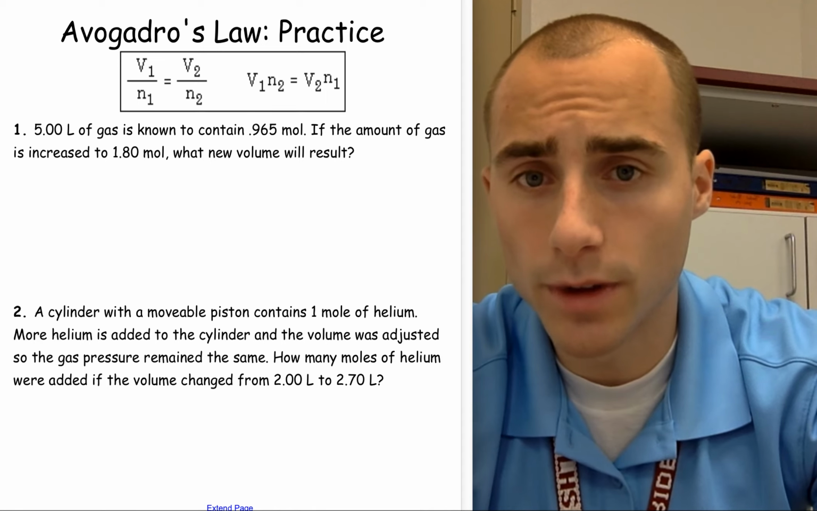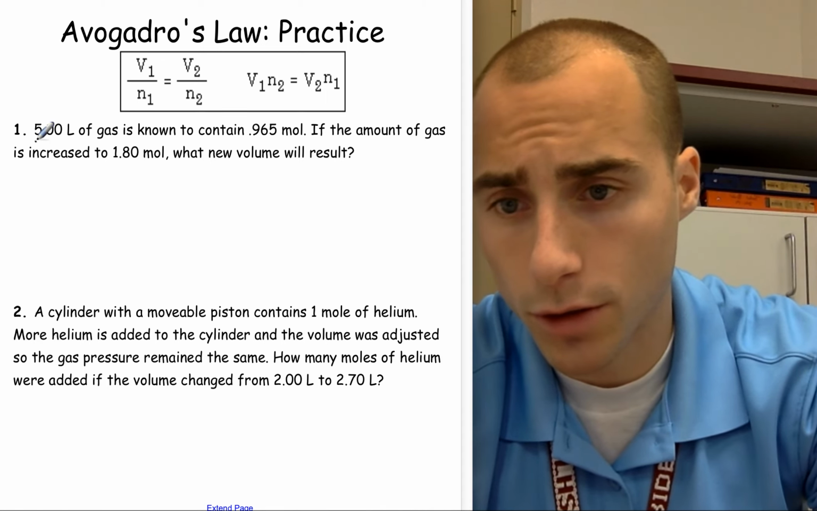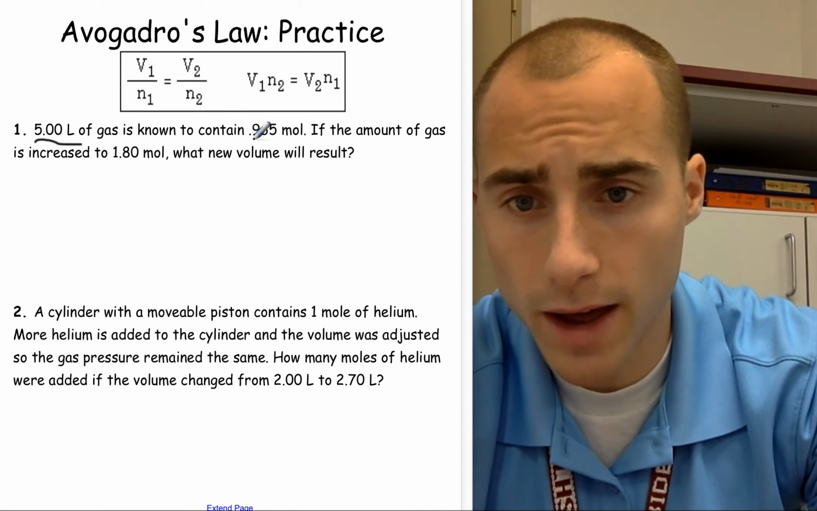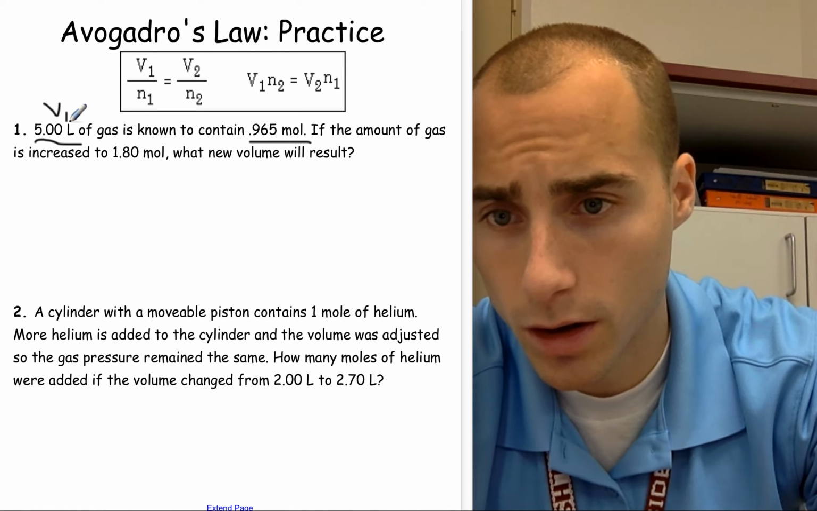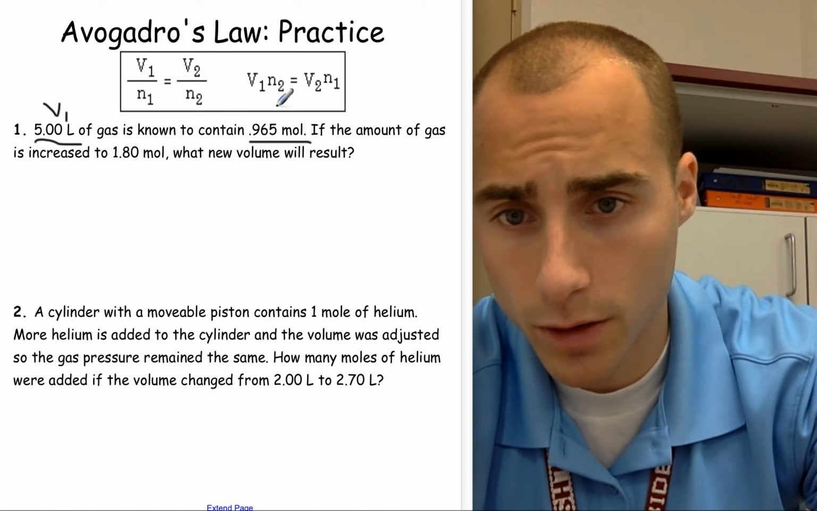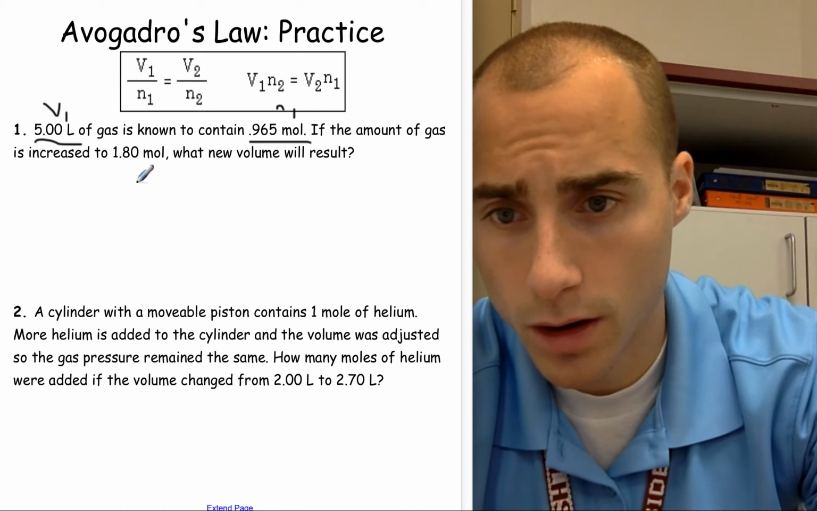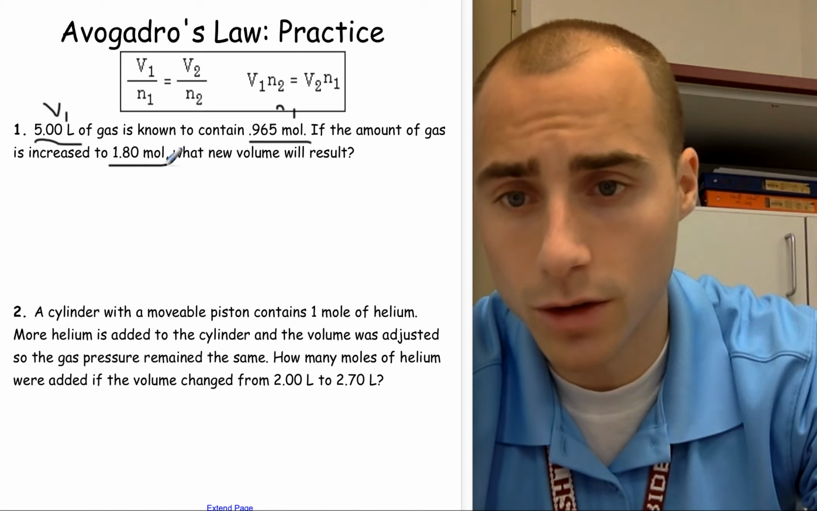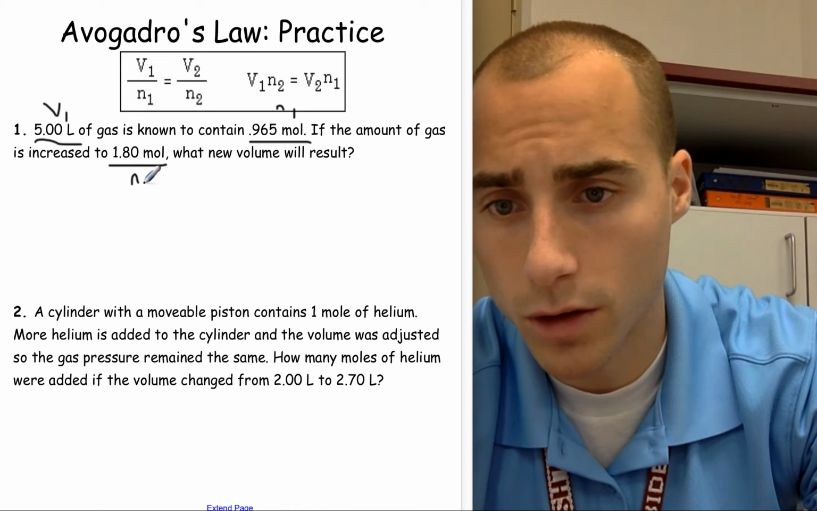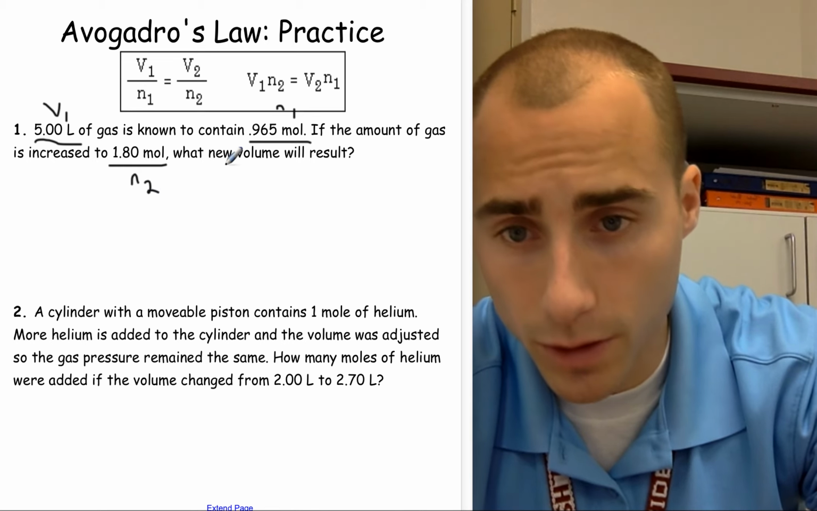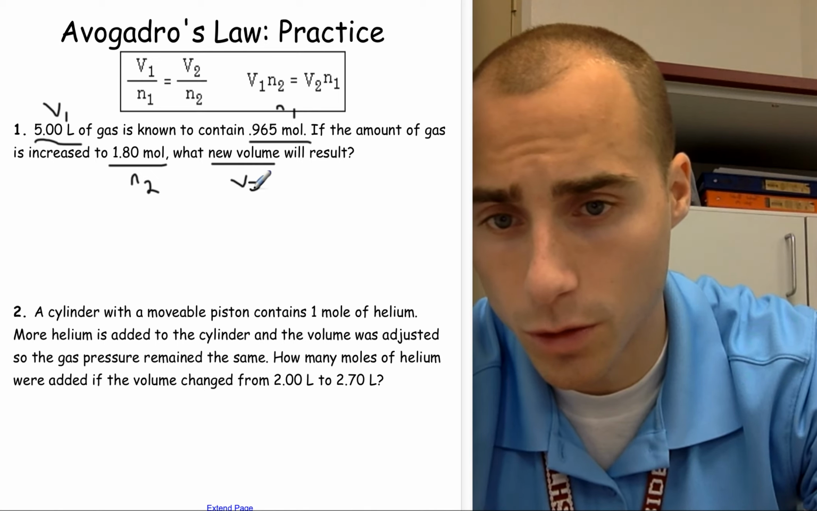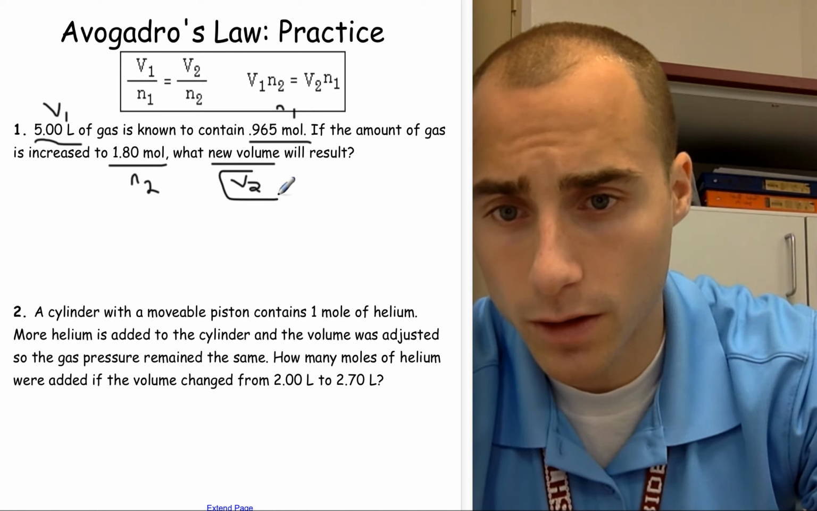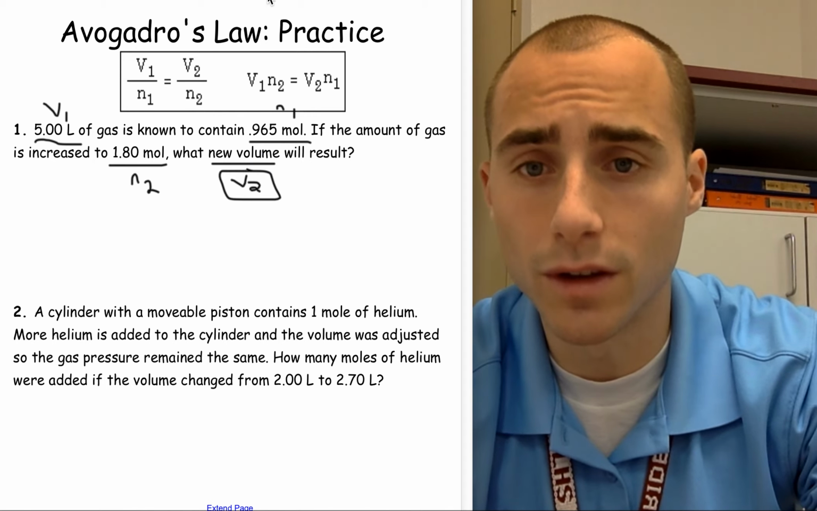We look here and we always identify first our three variables. We have 5 liters of gas, 0.965 moles. So this right here is going to be V1. Moles, that's going to be N1, and then we're given N2, 1.8 moles. And we are going to solve for our new volume. We are solving for V2. So V2, this right here, this is our unknown. We don't know what V2 is going to be.